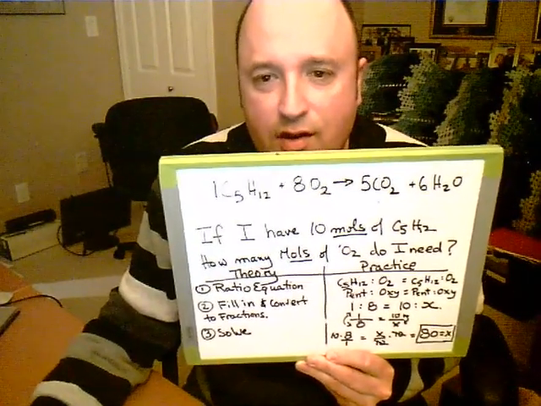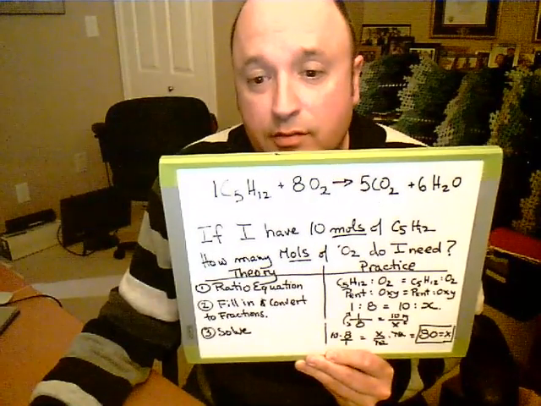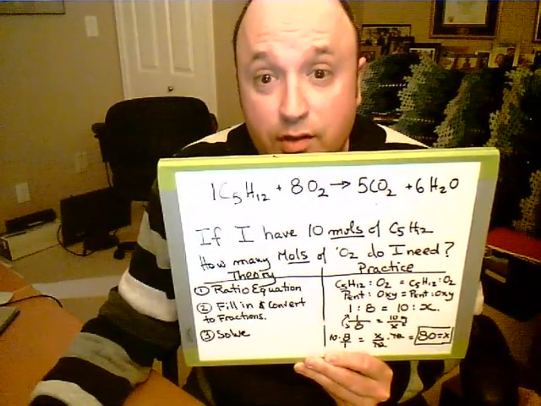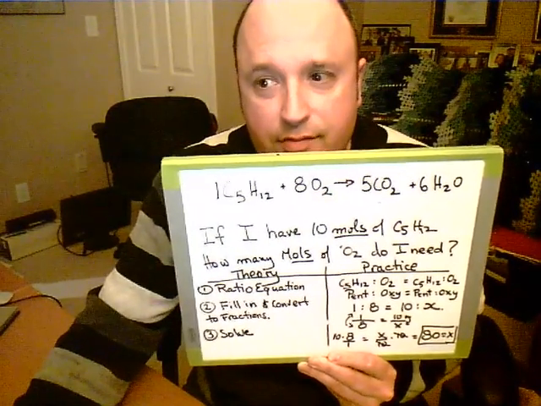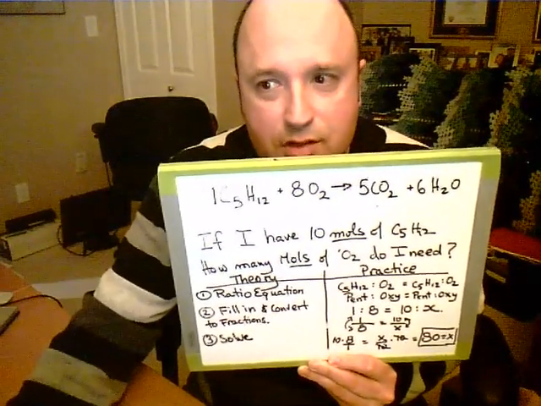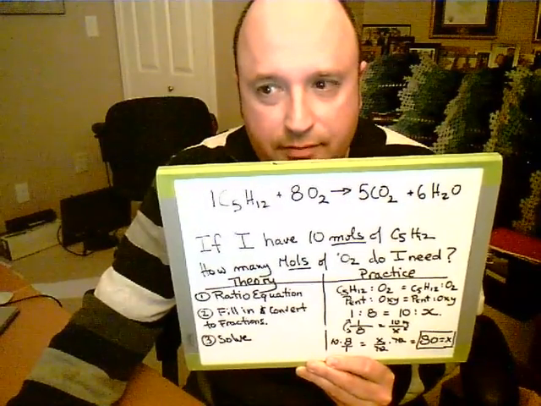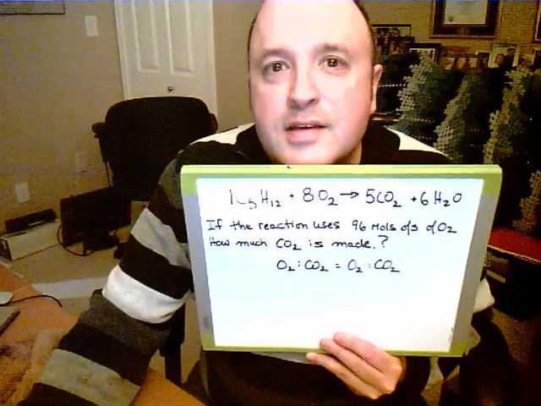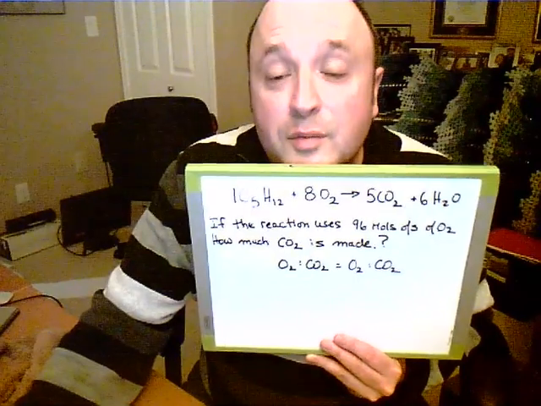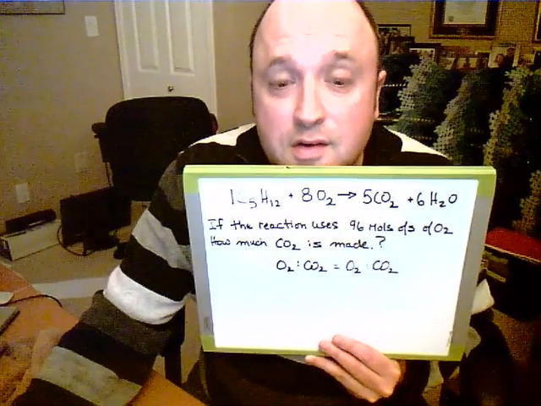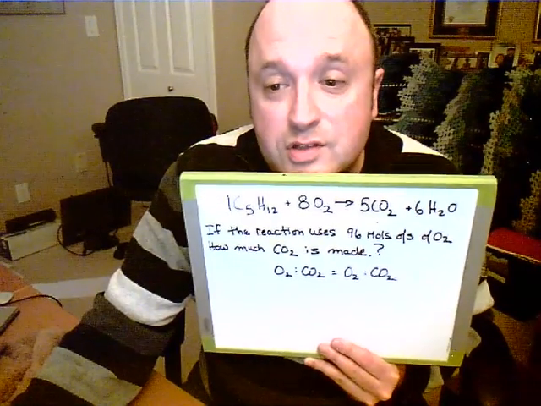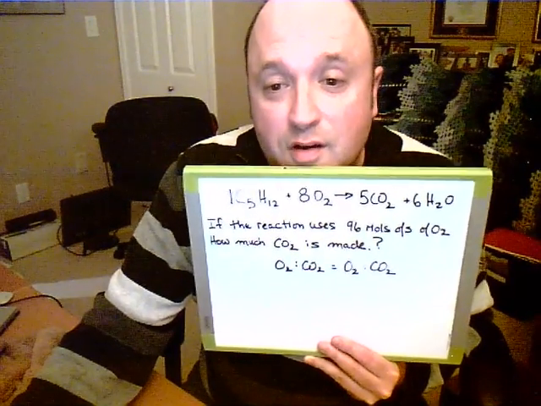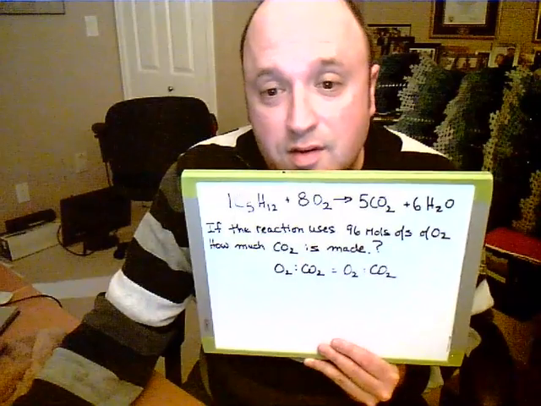So let's have a look at a question that's a little bit more challenging. It's not so intuitive, and we'll have to actually do proper math to figure it out. It'll still use the same equation, but I'll just change up what we're dealing with. Let's say I ask you to tell me how much carbon dioxide is produced in the following question. If the reaction uses 96 moles of oxygen, O2, how much carbon dioxide is made on the other side of the equation?